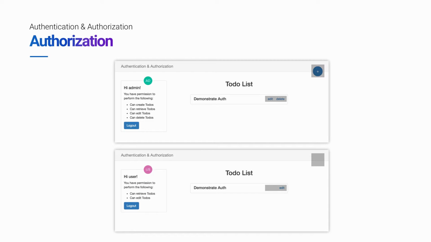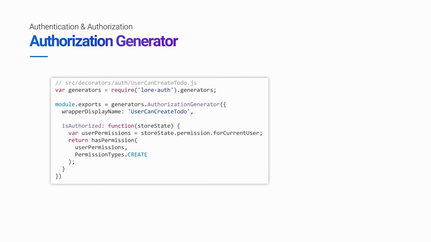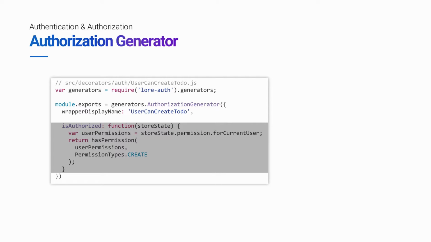We can also see that the visual interface is modified to hide features the user does not have permission to use, such as the create and delete buttons. To control whether a component is displayed, you once again pull in the generators from LoreAuth, but this time we're going to use the authorization generator. We're going to call the higher order component we're creating user_can_create_to_do. Then we need to implement the isAuthorized method to determine whether the user has the appropriate permissions.